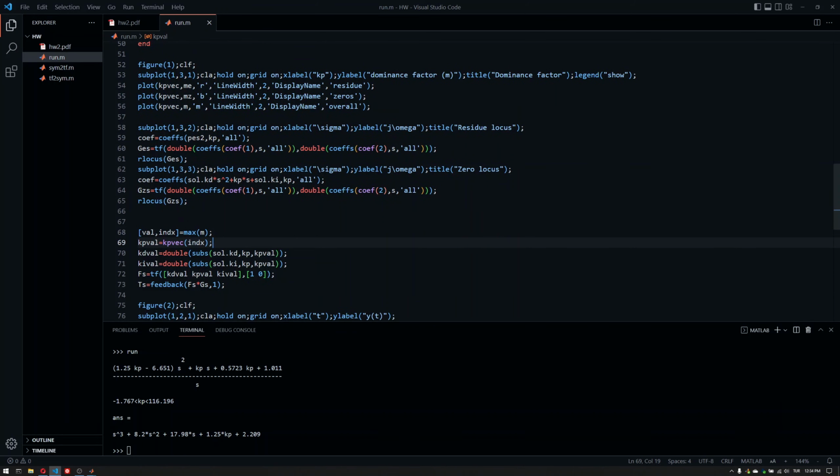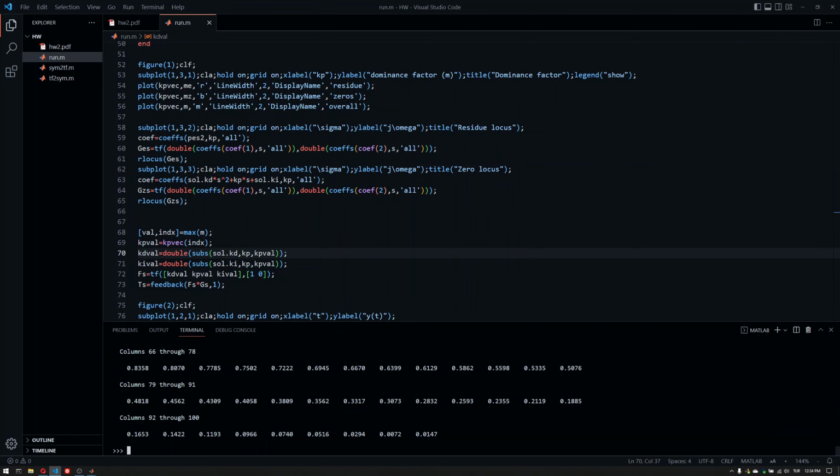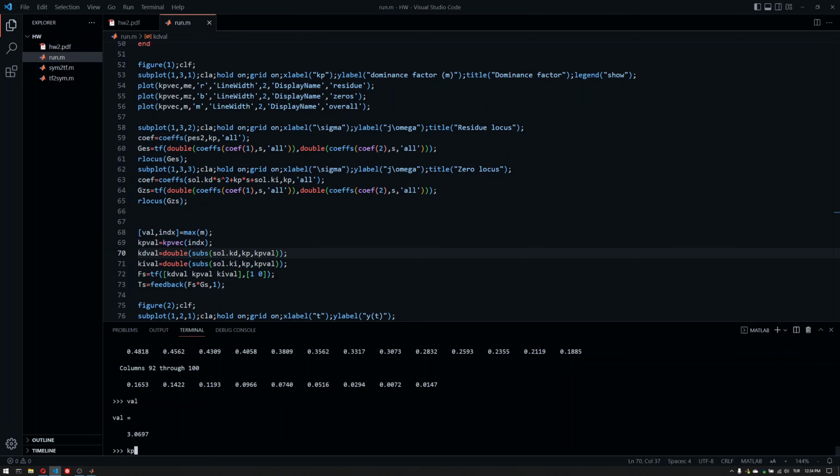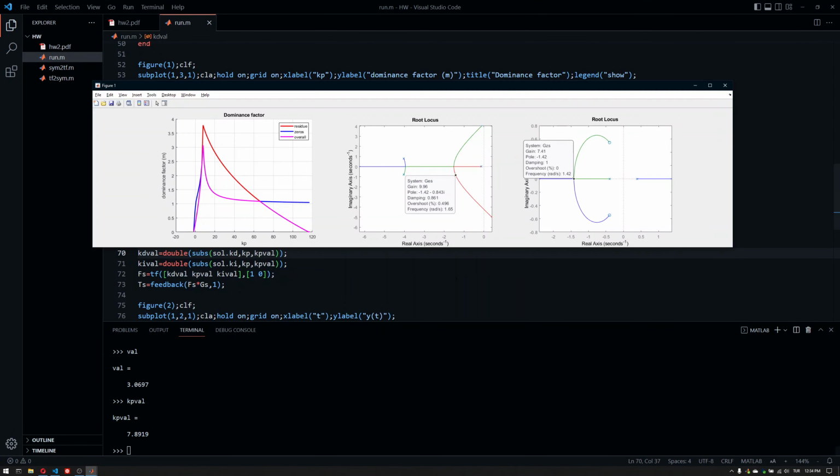So let me check it. We have maximized M. Where was M? So what is the value? It's 3.06. So what's the kpval that we've chosen? 7.89. Okay. I guess if we had chosen only based on the zeros, we would have chosen maybe this point here.